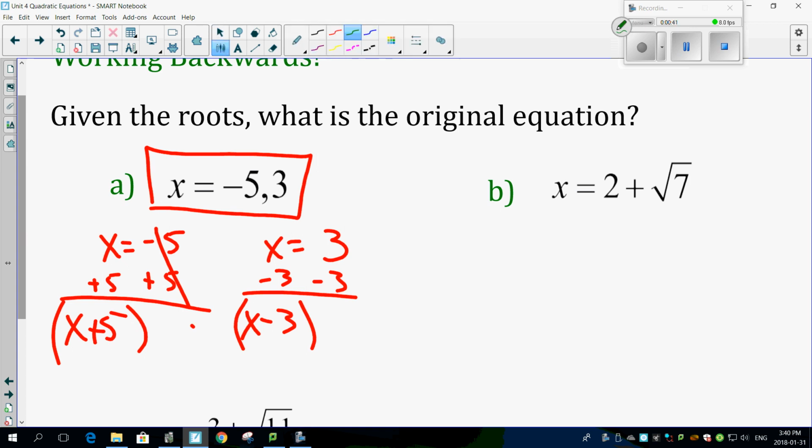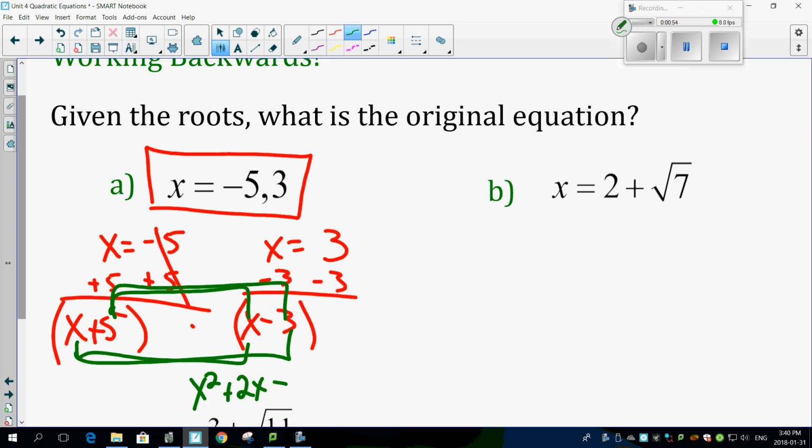answer. So this becomes X squared. This becomes minus 3x plus 5x, which is plus 2x. And finally, 5 times minus 3, which works out to be minus 15. There was the original right there.